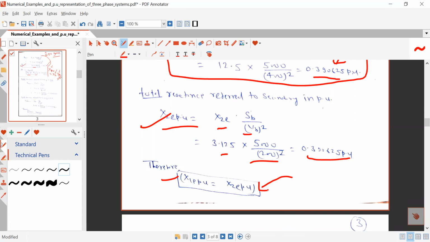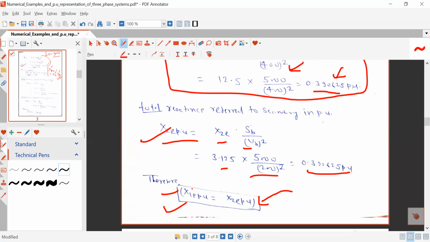In conventional units, you have seen that total reactance referred to the primary was 12.5 ohm, and total reactance referred to the secondary was 3.125 ohm. In ohm, these two are not the same, but in per unit calculation, X1E per unit and X2E per unit will be equal. So this is the advantage.